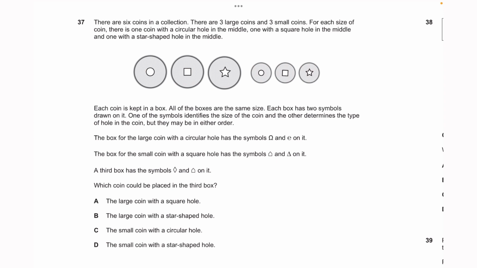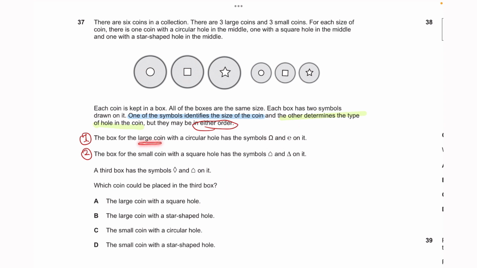Now, on each box there are symbols to identify which coin is which. They may be in either order, so we don't actually know. But what we know is that one of the symbols identifies the size of the coin, and the other determines the type of hole in the coin. The key thing is that they are in either order, so they're in randomized order. Now this is for one box, box 1, and this is for the other box. If we look at box 1, it says the box for the large coin with a circular hole has the symbols omega and E on it, okay?